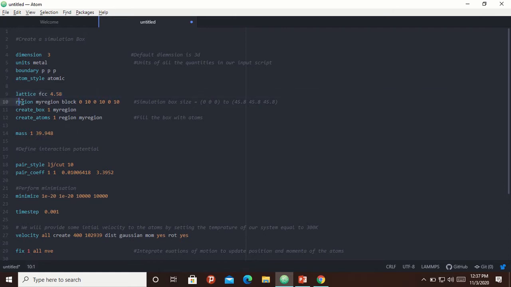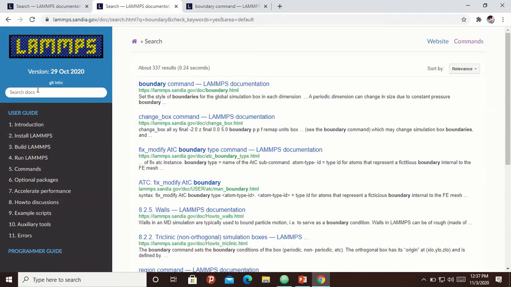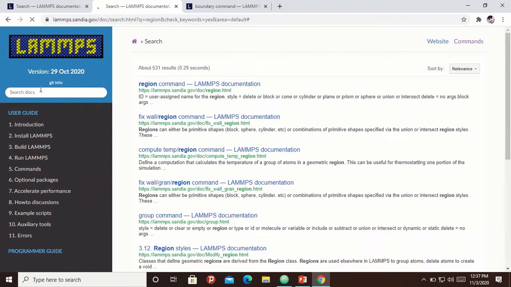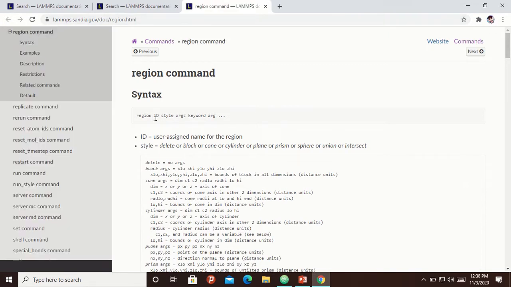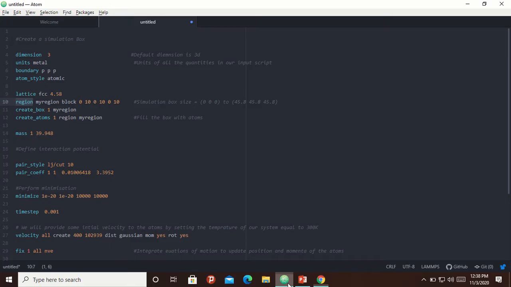Now the next command is the region command. Okay, and this is the region. Let me take you to the LAMMPS documentation. So this is the region command here. This is the keyword region, and after that this is the ID. The ID is a user-assigned name for the region. Whatever you want to give it, I will give it myregion, that is user assigned.